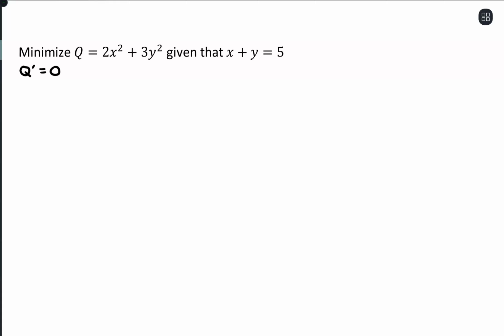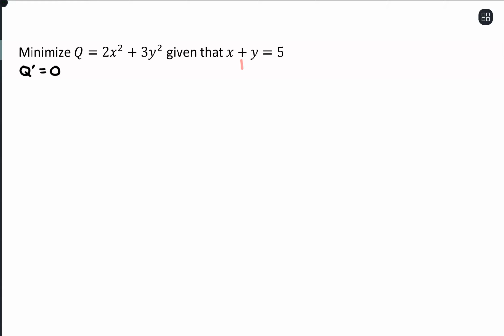Now an issue that we have is currently we have two variables. We have x and y in the same equation, and we can't have that. So that's where the second equation comes in. We know that x plus y equals 5. So what we want to do is either replace x with something in terms of y, or replace y with something in terms of x. Basically, we want to get q so that it is all in terms of a single variable. Doesn't matter which one we use, it'll get you to the same answer.